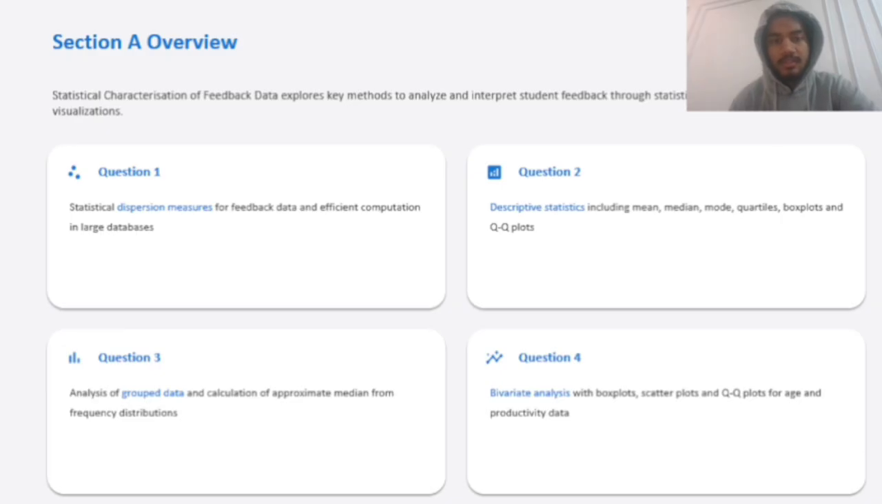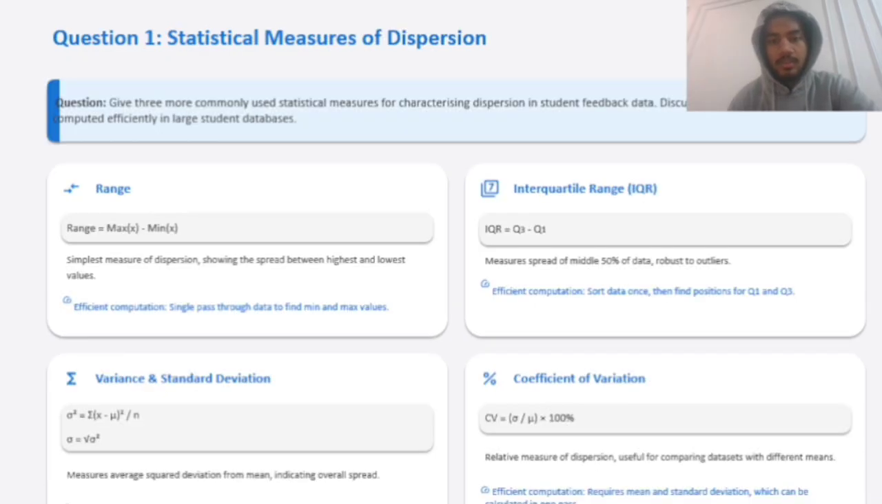So this is our Section A overview. We have 4 questions. In question 1, we are asked to list 3 commonly used statistical measures of dispersion and explain how they can be computed efficiently. So the first measure is the range. Range is maximum value minus minimum value. It is very efficient because we just scan the data once to find the smallest and largest value.